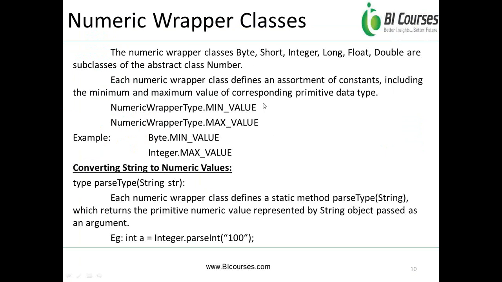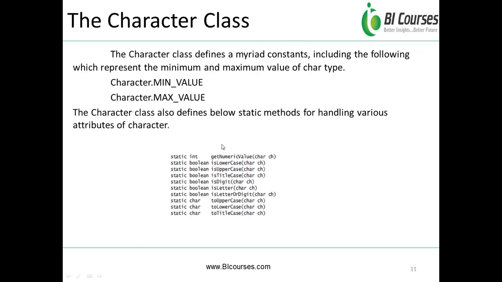Next, we have already discussed that we can use min and max values of these numeric wrapper classes, like Byte.MIN_VALUE, Byte.MAX_VALUE, Integer.MIN_VALUE, Integer.MAX_VALUE. And also we can convert a string to numeric values. See here, Integer.parseInt of 100. So we can change string values to the respective data type.